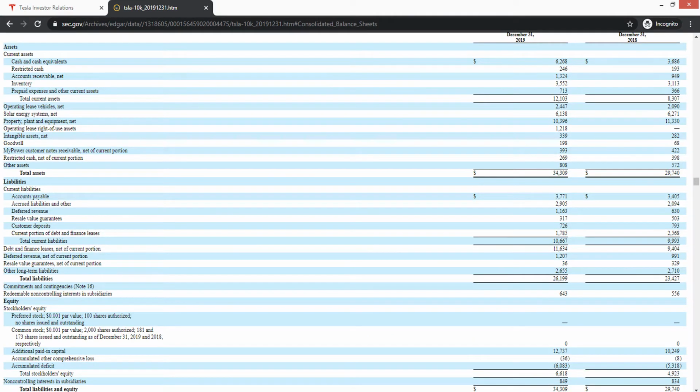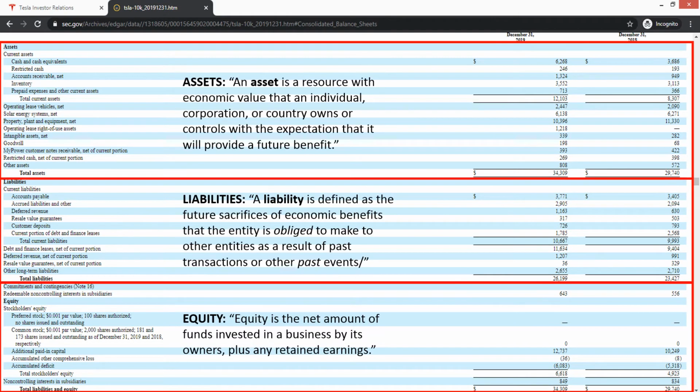The balance sheet, known as the Statement of Financial Position in the UK, shows the financial position of the company at a point in time. The balance sheet is comprised of assets, liabilities, and equity. An asset is a resource that will provide future economic benefit to the entity, whilst a liability is an obligation that the company must meet to provide economic benefits to others.